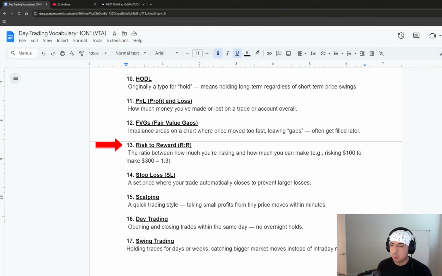The ratio between how much you're risking and how much you can make. This is very important because you want to make sure that your business is profitable. Risking 100 to make 300 sounds like a plan. It sounds good. So that is 1 to 3. You're risking 1 to make 3 back.